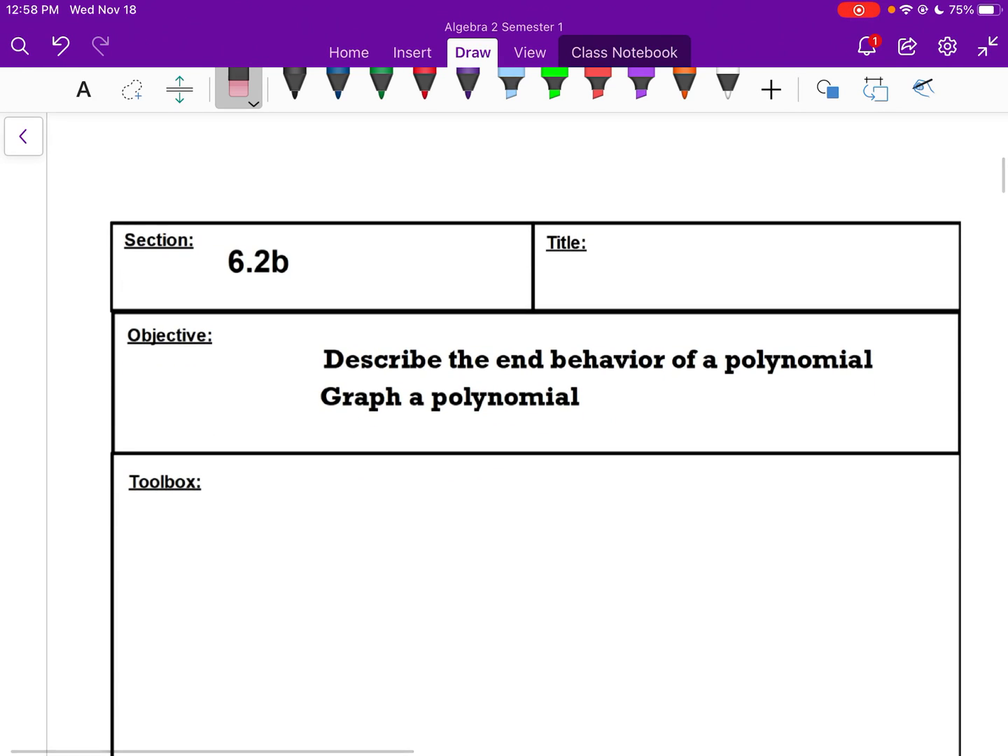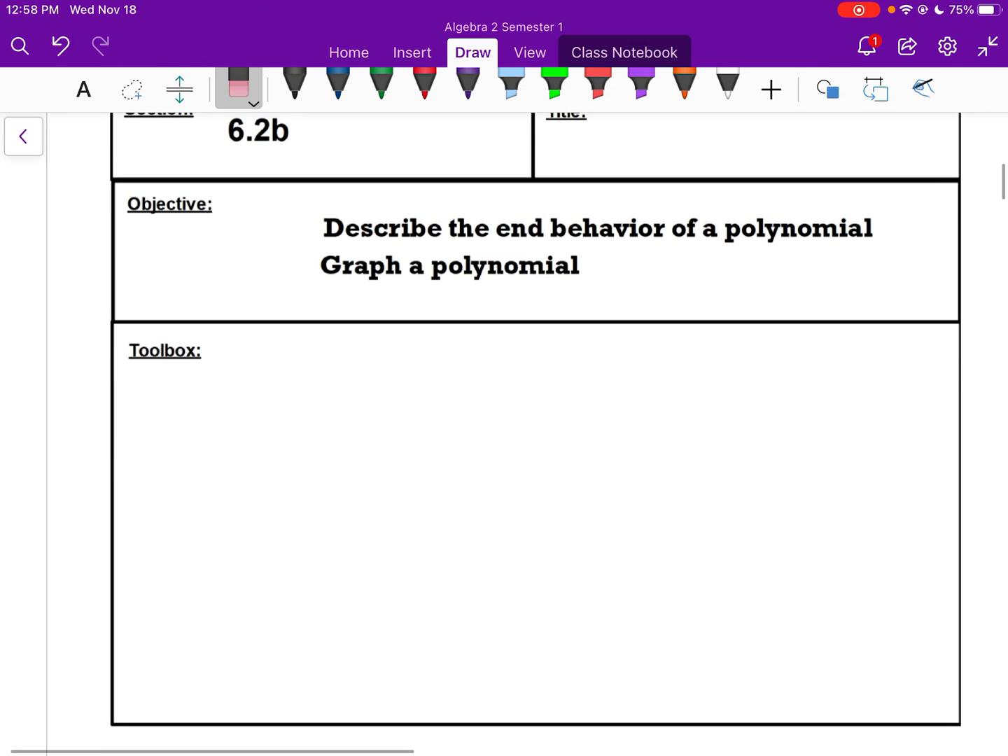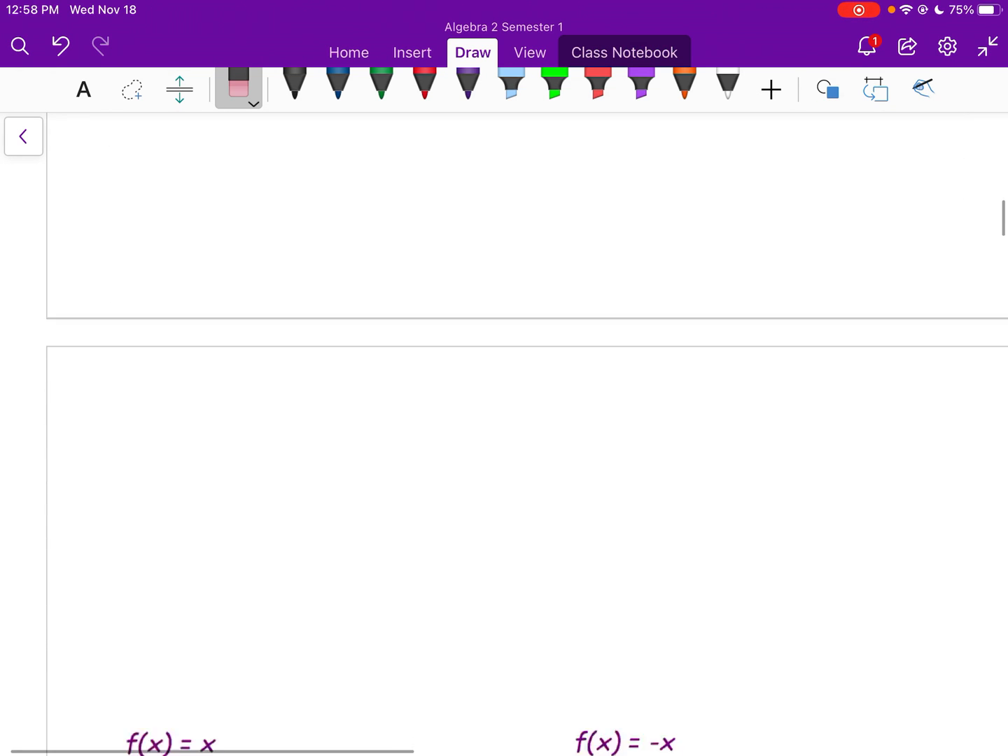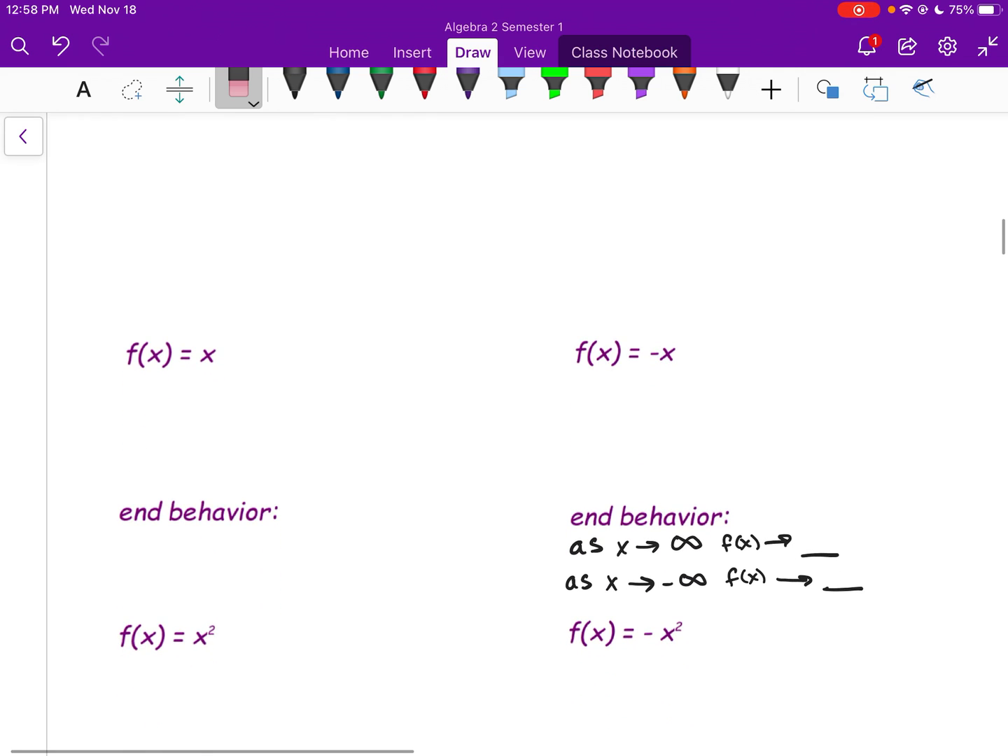6.2b. For this lesson, we're going to describe end behavior of polynomials and then graph them as well. All right, so when we start talking about end behavior, basically what we're trying to say is what is happening to that graph once we get out of that coordinate plane that we see.